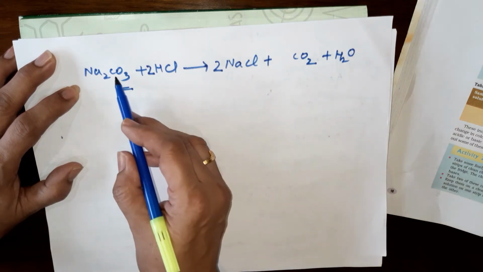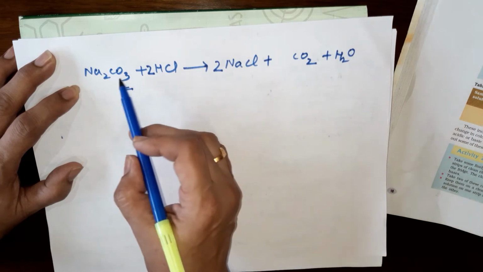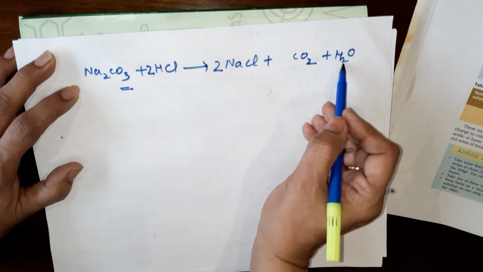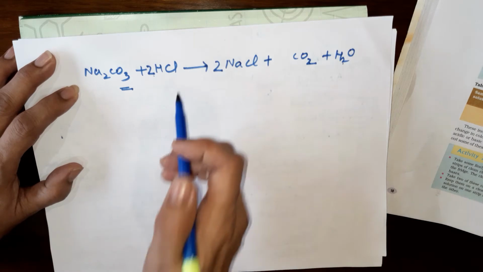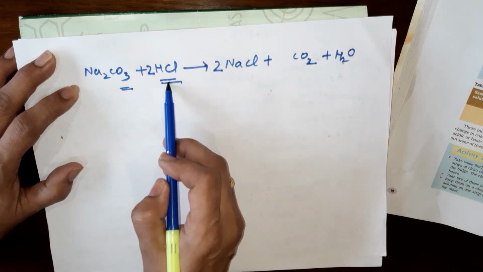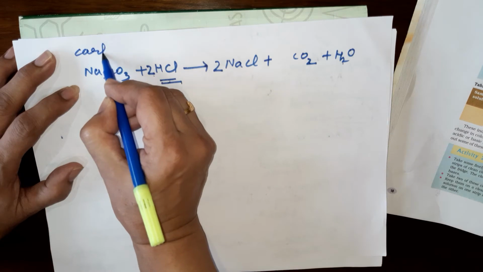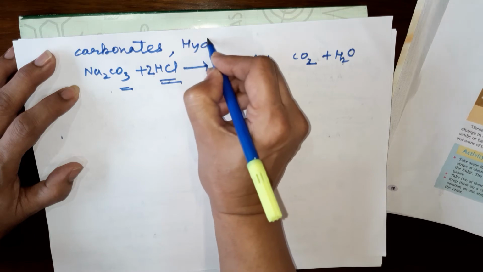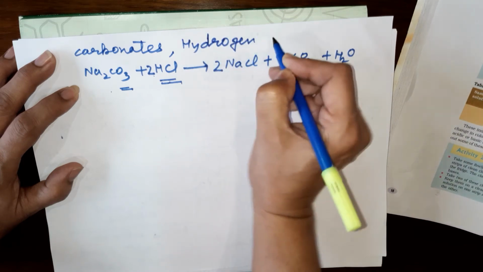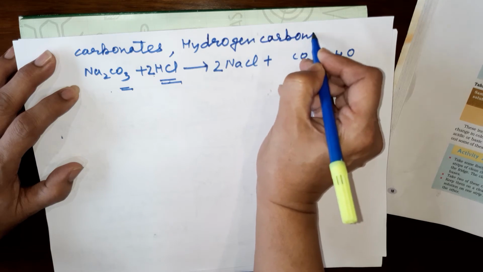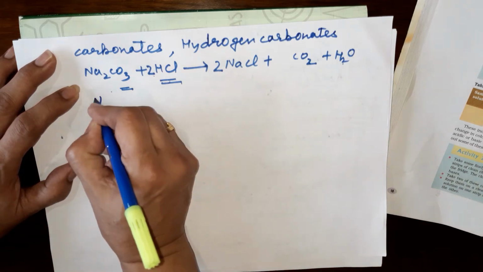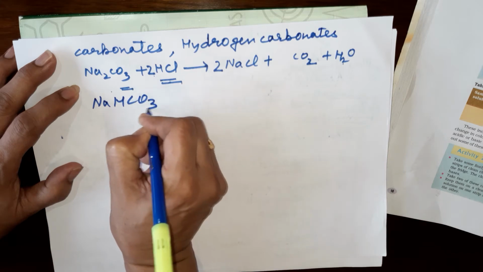Na2, 2Na here, C, oxygen is how much? 3 here, you also find 2 plus 1, 3, hydrogen 2, hydrogen is also 2. So the reaction is balanced. So this way when it reacts with carbonates or hydrogen carbonates, for example, you can take bicarbonate, then also it will form salt, water and carbon dioxide. For example, I am taking NaHCO3. This is sodium bicarbonate.